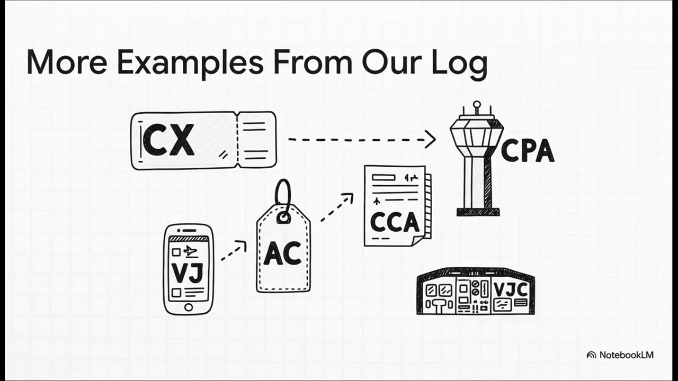Okay, let's run through a few more of these just so it really clicks. You fly Cathay Pacific using the code CX, but to a controller, they're CPA. Air China is CA on your ticket, but CCA to them. And Vietjet Air is VJ on your ticket, but VJC on the official flight plan. See how it works? Two separate, parallel systems.